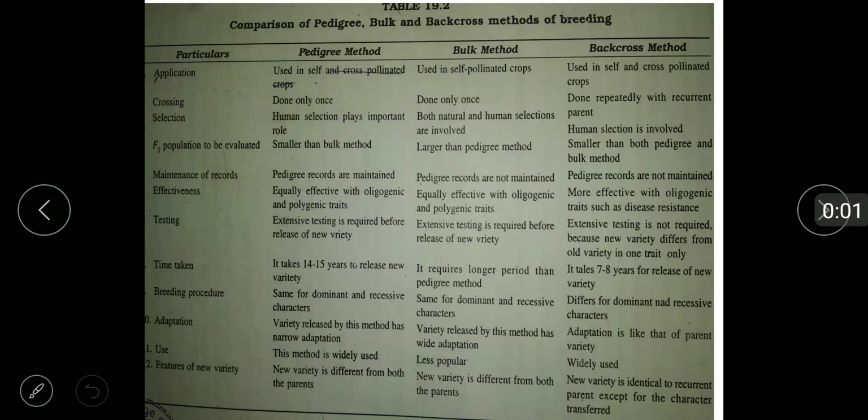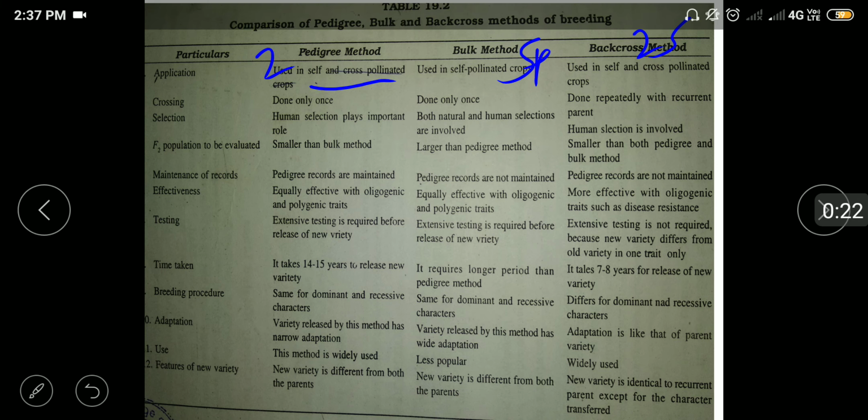Hi friends, in this video we are going to discuss the difference between pedigree, bulk and backcross methods. First, coming to the application, where it is used. The pedigree method is used in both self and cross pollinated species. Bulk method is only used in self pollinated species. Backcross is used in both self and cross pollinated species.